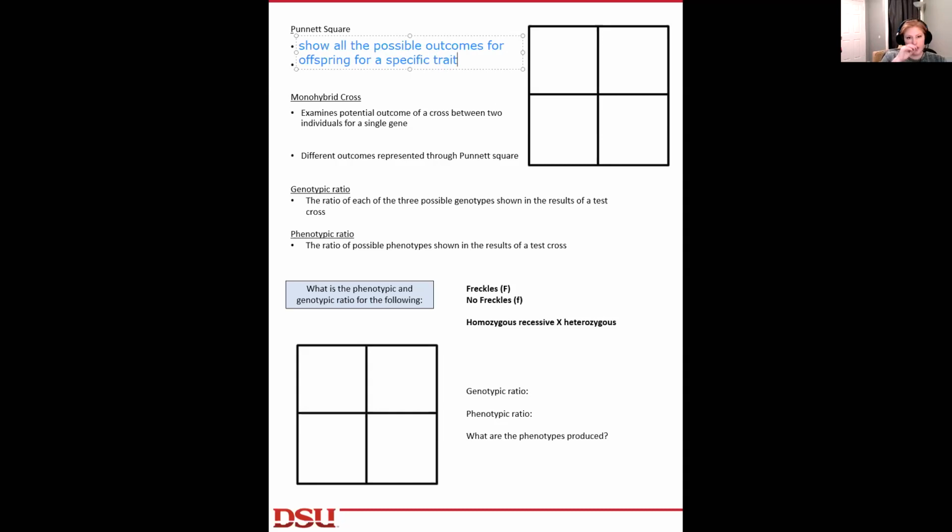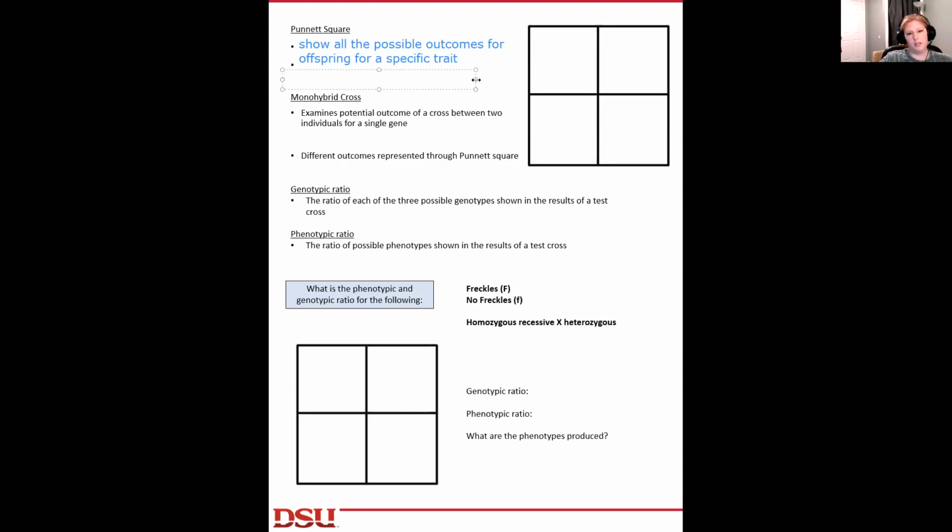All the possible outcomes for the offspring for a specific trait. So when you're doing what's called a monohybrid cross, we're just looking at one trait. So if I wanted to know, and I'm oversimplifying, but if I wanted to know what my chances were of having redheaded children, I could use a Punnett square. Again, oversimplifying because hair color is one of those that's controlled by multiple alleles, multiple different genes.